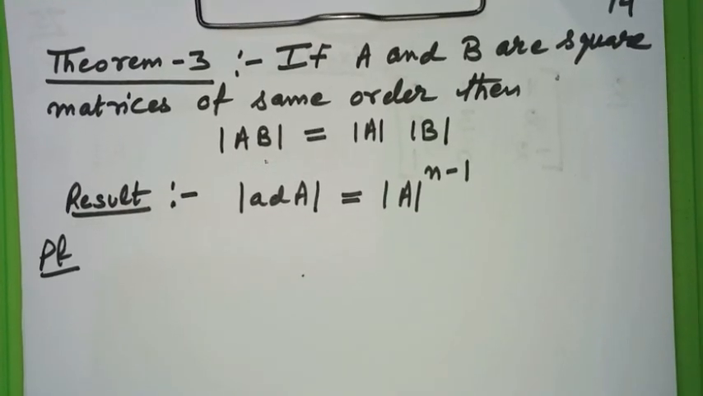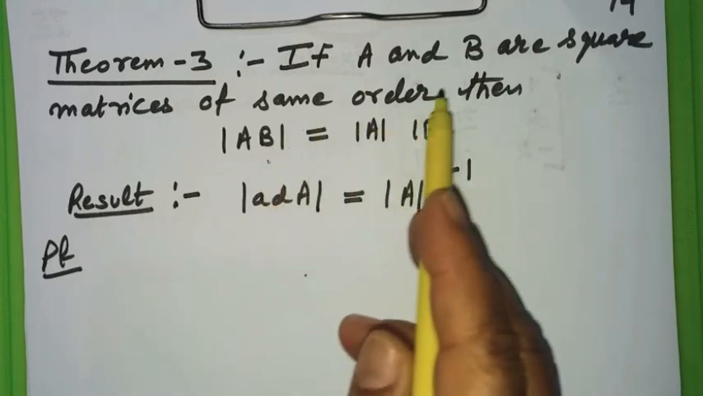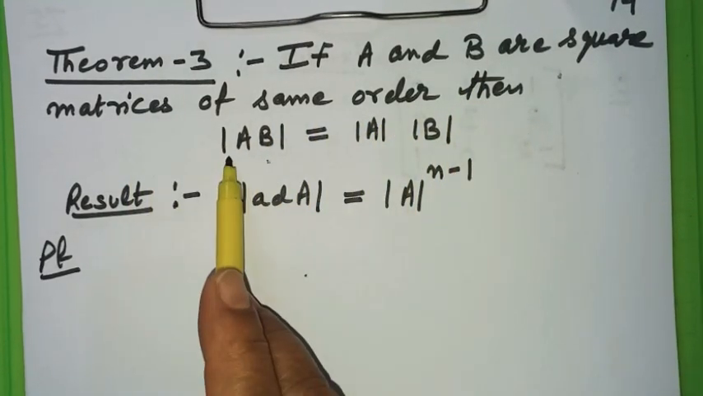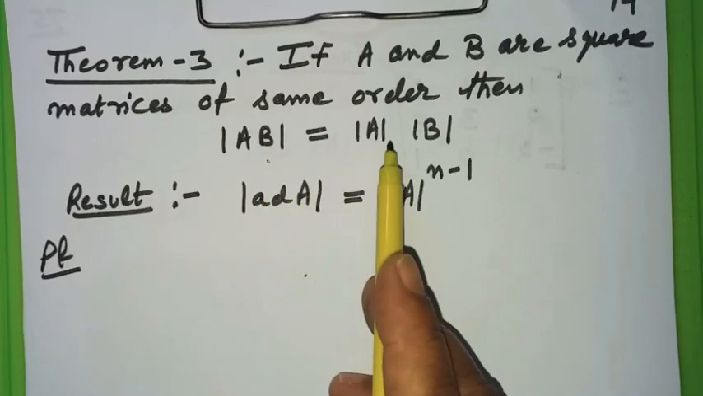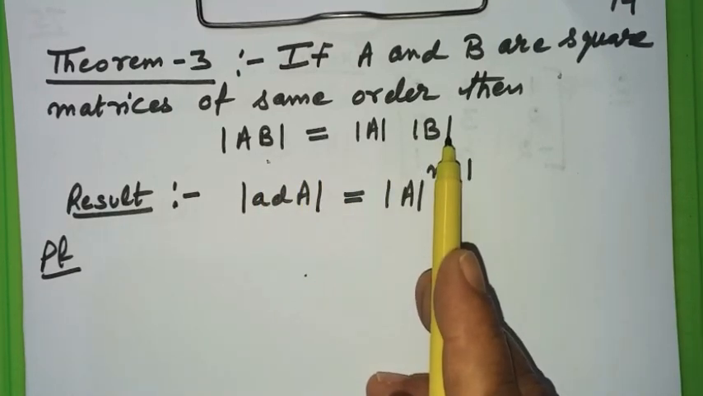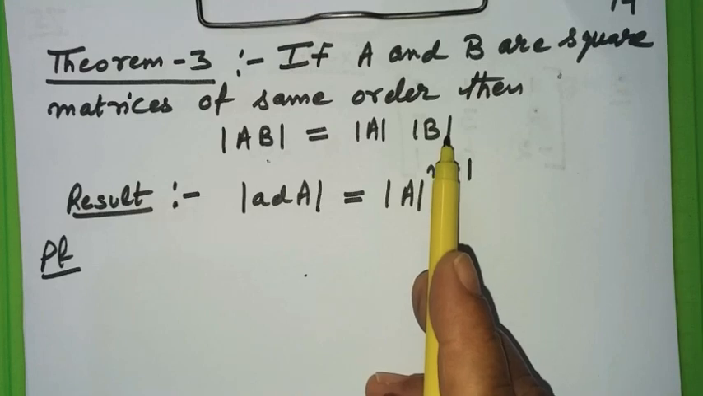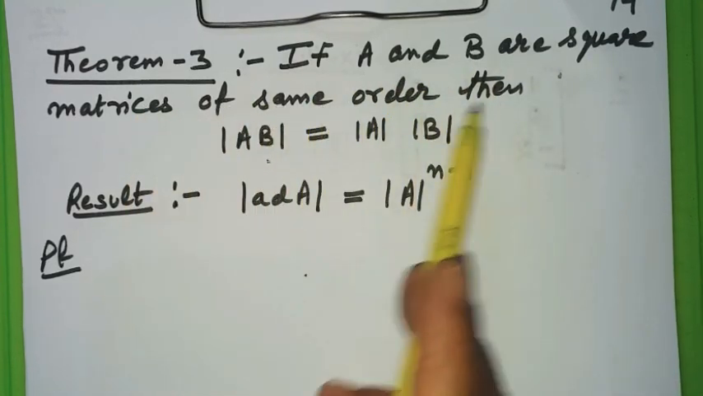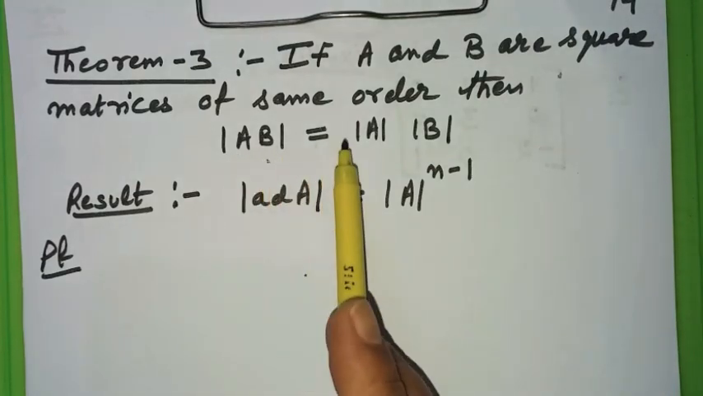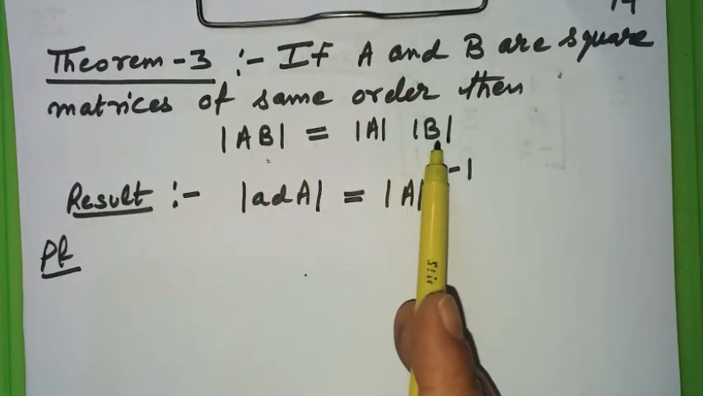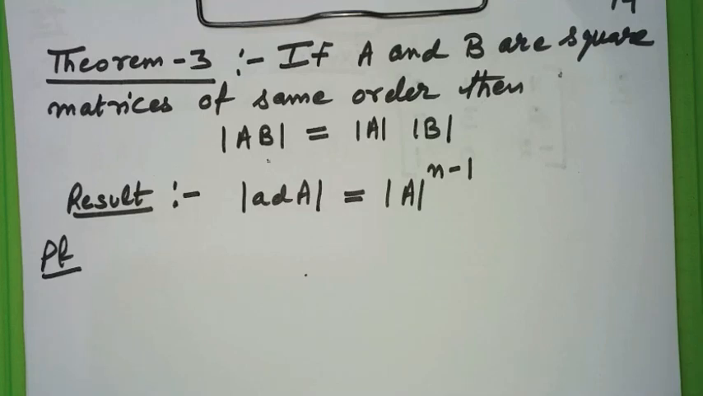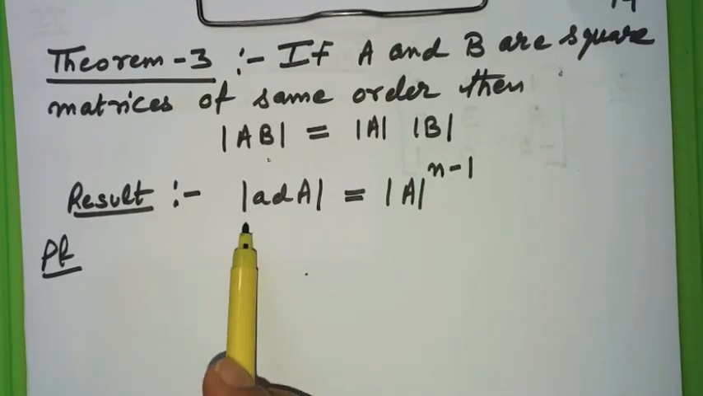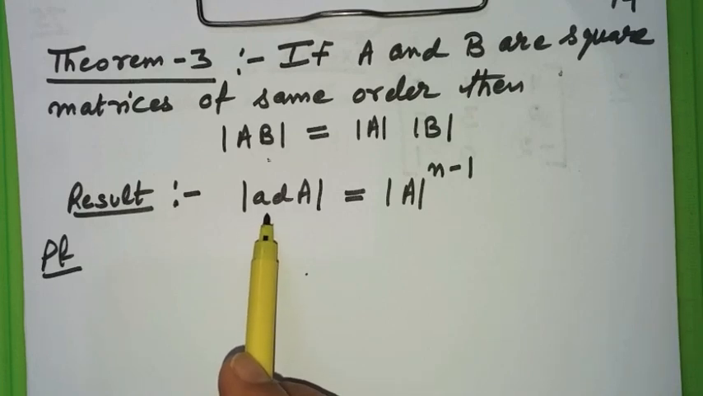The next theorem is theorem 3. If A and B are square matrices of the same order, then determinant of AB is the same as determinant of A into determinant of B. We repeat that if A and B are square matrices of the same order, then determinant of AB is equal to determinant of A into determinant of B, and this result is to be memorized by you well.